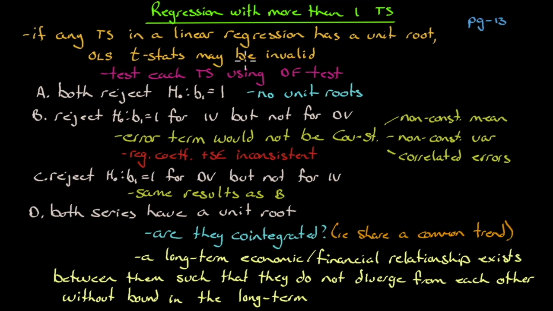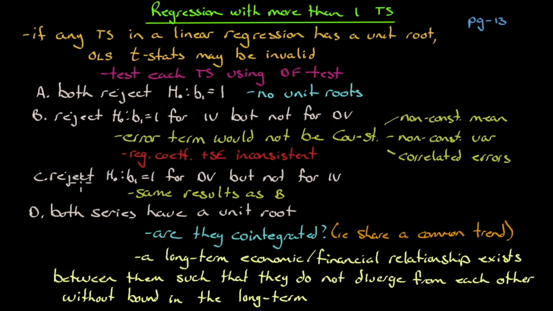If we're using two time series, let's say one is an independent variable and the other is the dependent, you test each time series using the Dickey-Fuller test. You use that to test for a unit root. And you'll have a couple of options here. A, both reject H naught that B1 equals 1. In other words, neither one has a unit root. You're good to go.